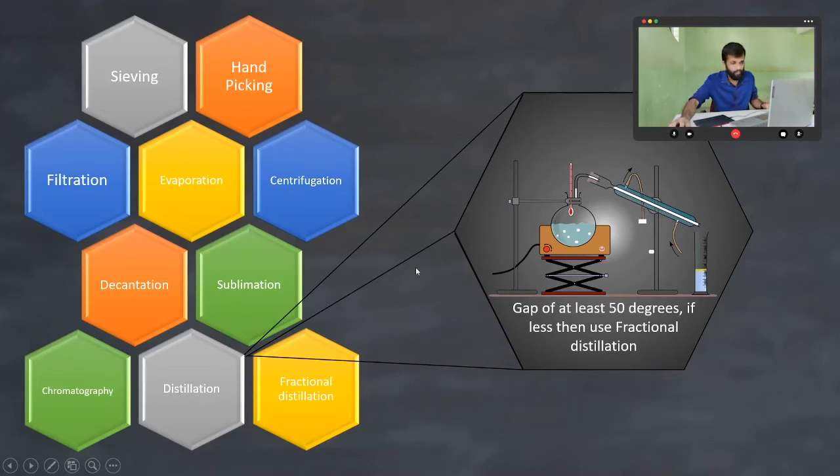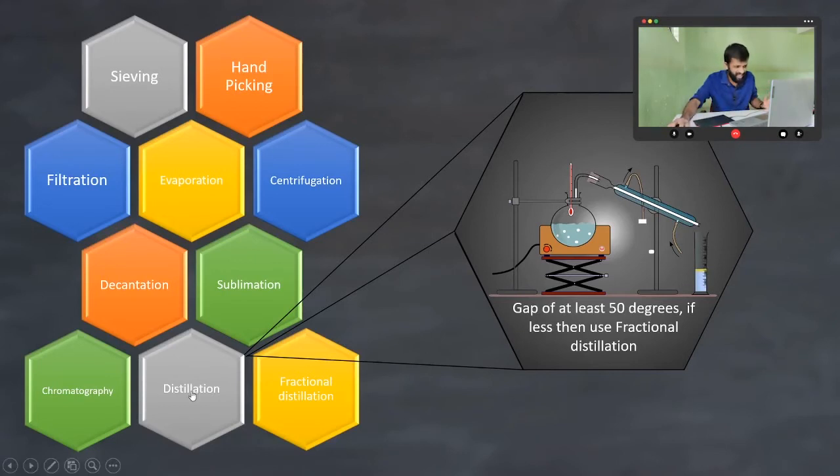The difference, I'll tell you, is that a gap of at least 50 degrees is required when you're talking about distillation. What do we mean by this? I have a solution which has two different substances mixed in it, and I want to separate them by distillation. So when I'm doing that, the temperatures that the first substance and the second substance require to get distilled should differ by at least 50 degrees. Then I can use distillation. If it is less than 50 degrees, or less than 25 or so, then you use fractional distillation.